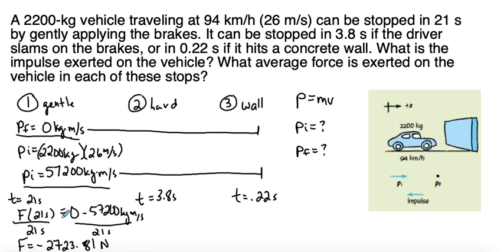All right, now I kind of jumped ahead of myself a little bit here because the question that we had to ask here is, what is the impulse exerted on the vehicle? So remember, impulse, I'm kind of writing it out over here, impulse was F delta t. So the impulse here is going to be equal to the change in momentum. Well, the change in momentum is going to be the same for all three scenarios. It's going to be 0 minus 57,200. So that is just a negative 57,200. Okay? And this is usually given in Newton seconds.